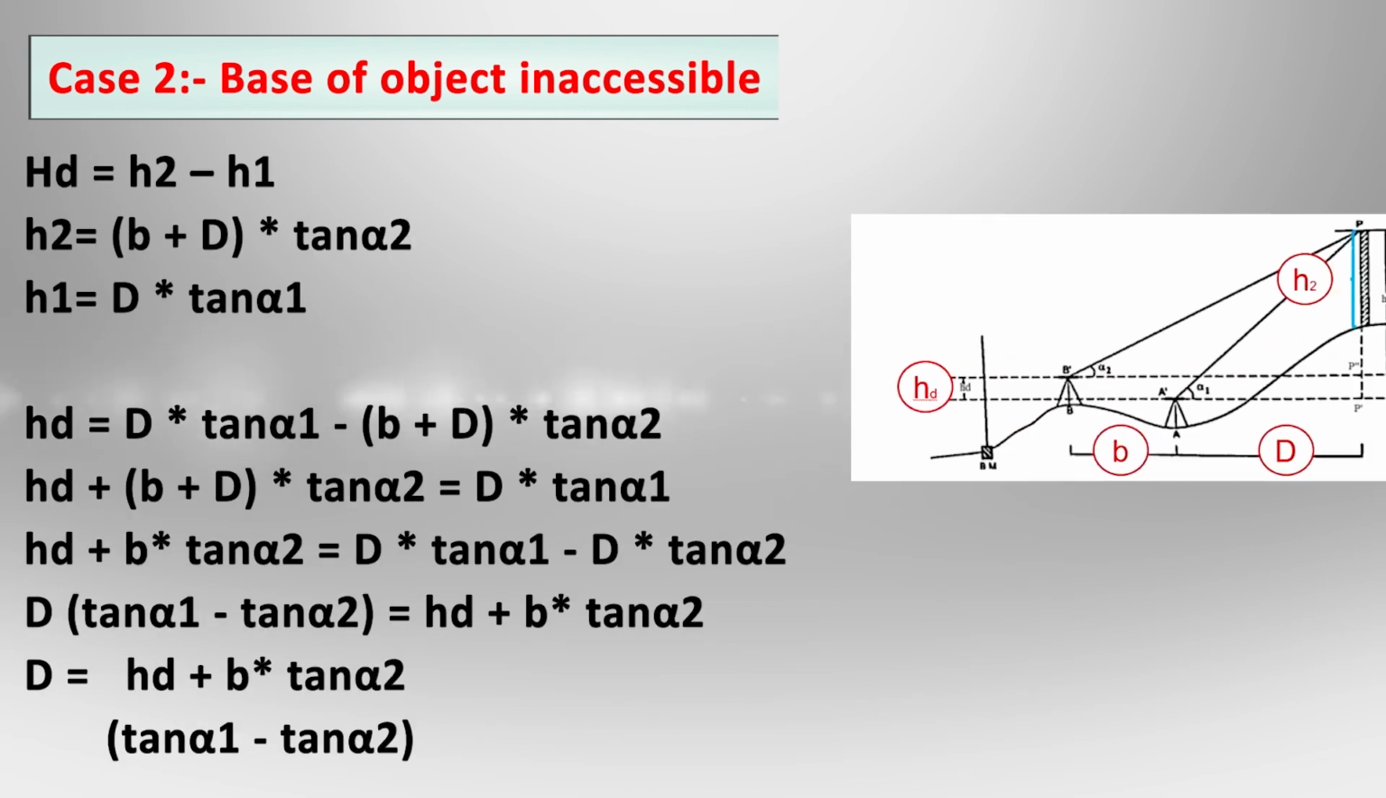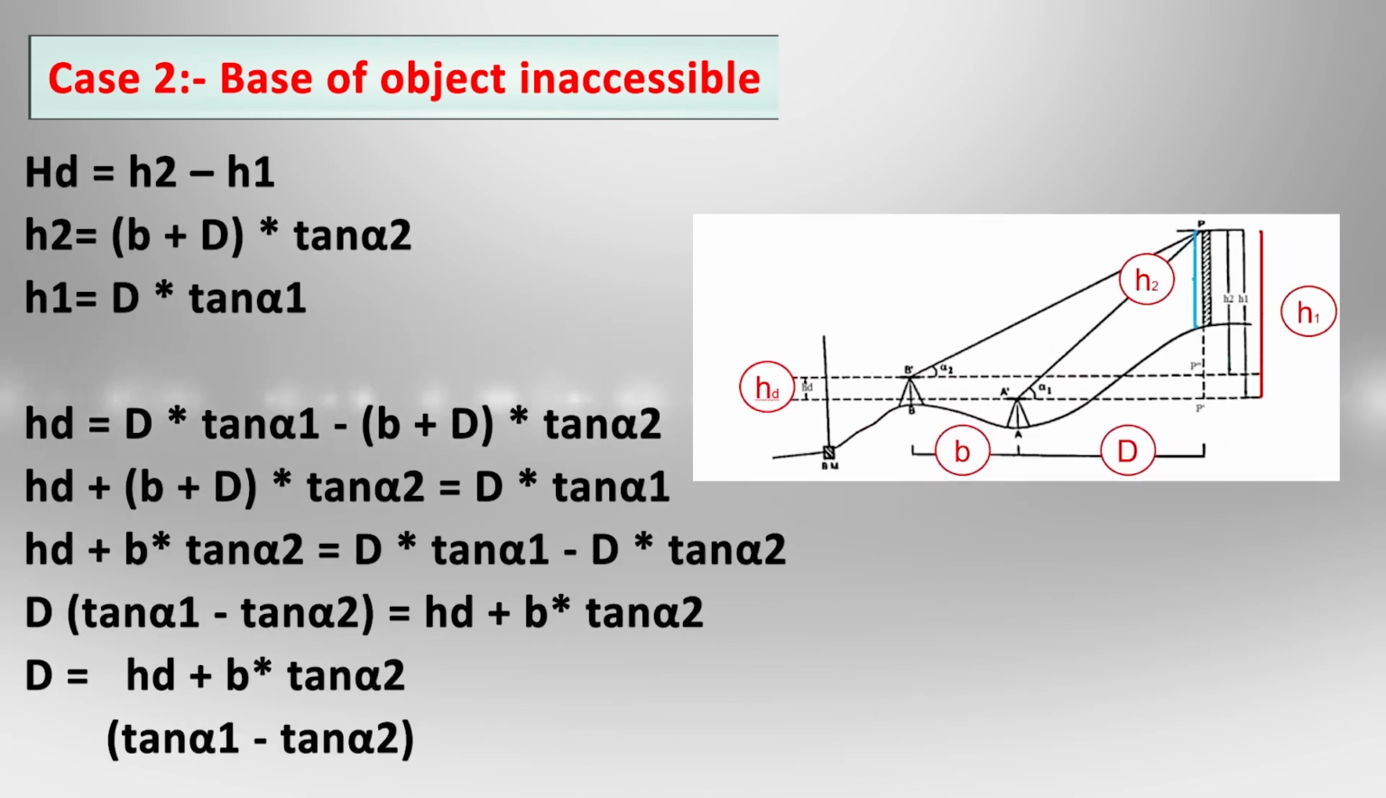Now hd, from the figure you find hd is equal to h1 minus h2. So we'll substitute the values of h1 and h2, we get D tan alpha 1 minus b plus D tan alpha 2. We take out D common and rearrange the equation, we get the value D is equal to hd plus b tan alpha 2 divided by tan alpha 1 minus tan alpha 2.